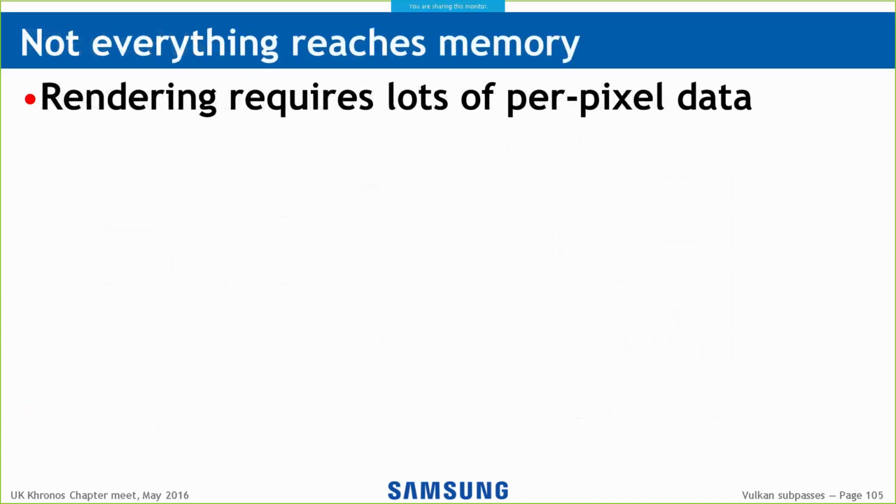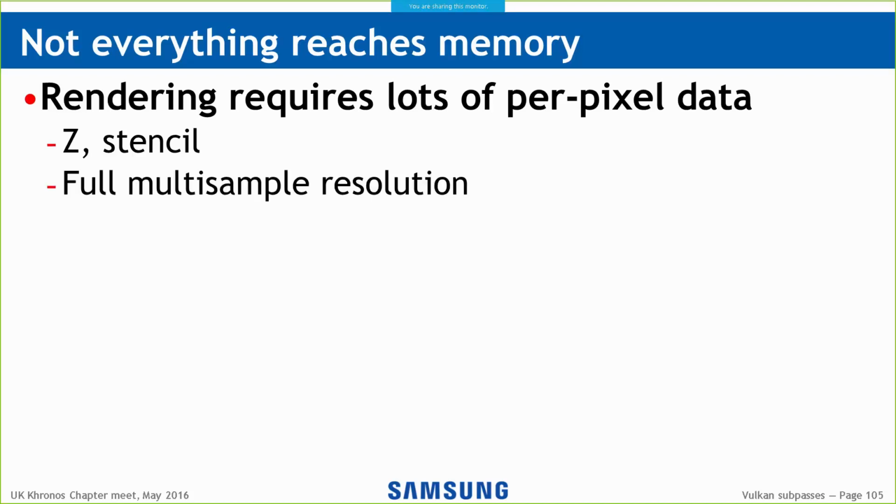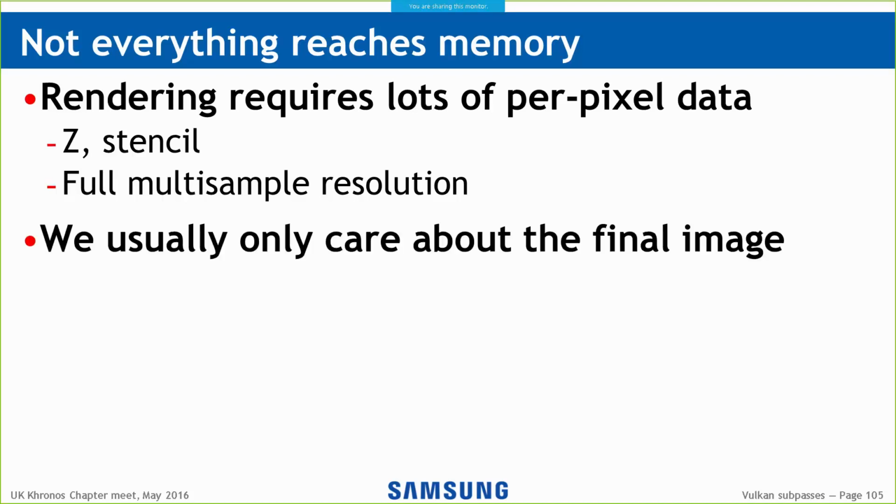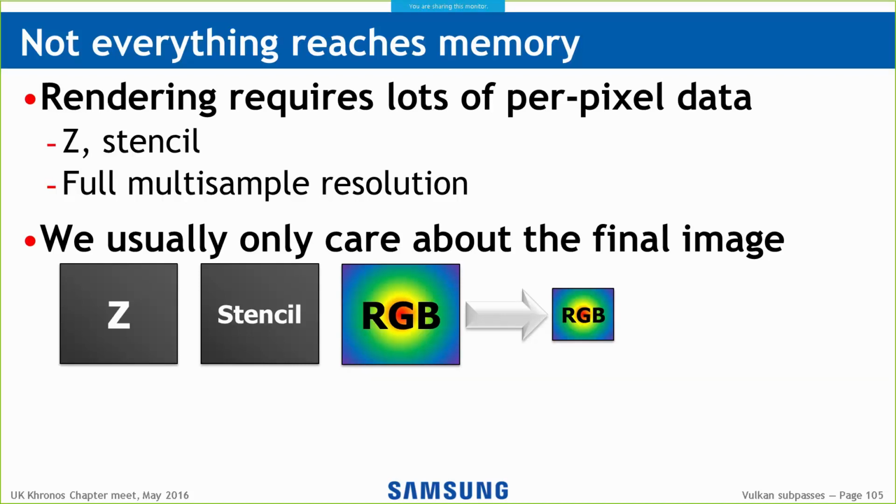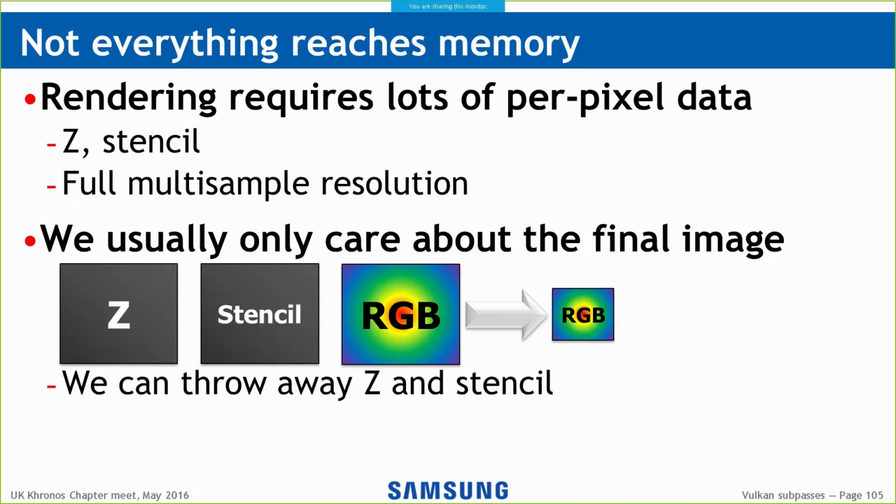One of the main reasons this is efficient is that you need quite a lot of data for each pixel when you're rendering, but you don't need it all the time. For example, you need Z buffer and stencil buffer to be able to do your calculations. You need to render at more than full screen resolution in order to get multi-sampling. But when you're actually rendering something, you only care about the final downsampled version. You don't need the Z, you don't need the stencil, you don't need the original resolution image. So you only care about the tiny little version, and we can throw away the other two. And hopefully you're doing that in GPS.